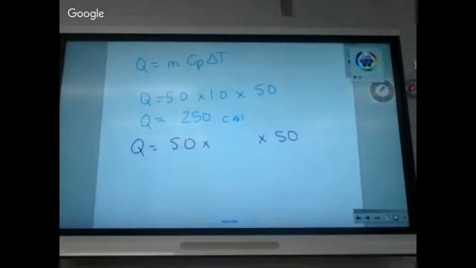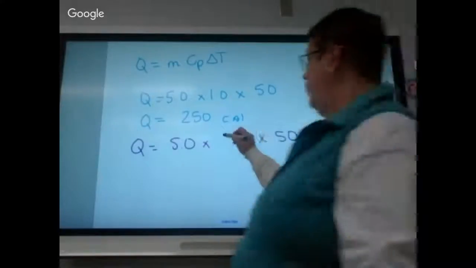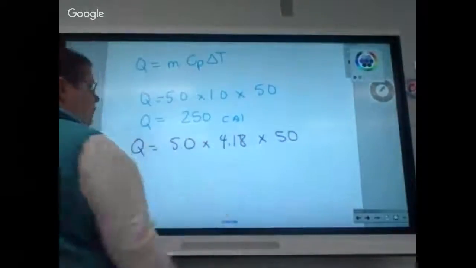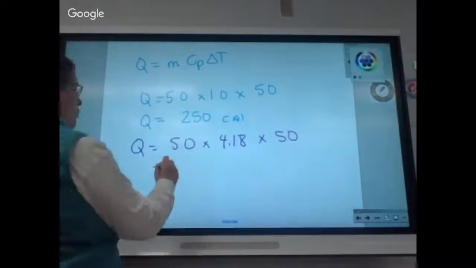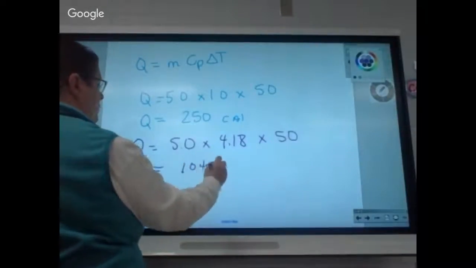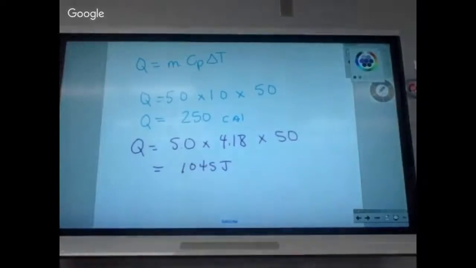Wait, so the formula wasn't that? No, because you have a temperature change, delta T, so you have to pick the delta T formula I have at the top of the board. Does that make sense? Yeah. So you put the 4.18 there, and then just multiply those together. And that's how you get the 1,045 joules. All right, what's next?